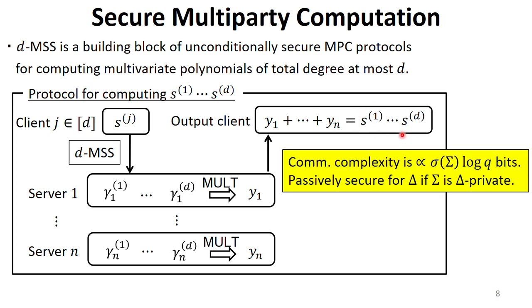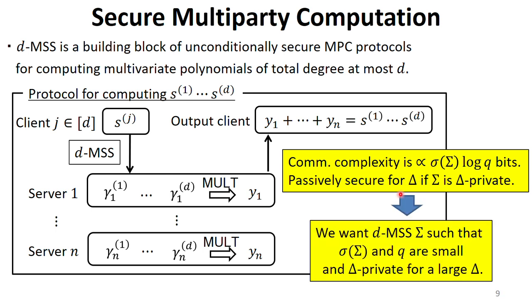Then the communication complexity of this protocol is proportional to the information ratio of the underlying secret sharing and the bit length of the field size, Q. And this protocol is passively secure against an adversary who can corrupt a subset of servers in delta. So it is important to construct d-multiplicative secret sharing schemes such that the information ratio and the field size are small, and it is delta private for a large adversary structure.